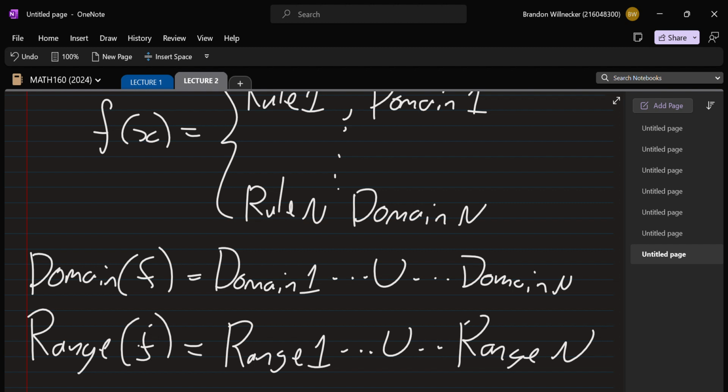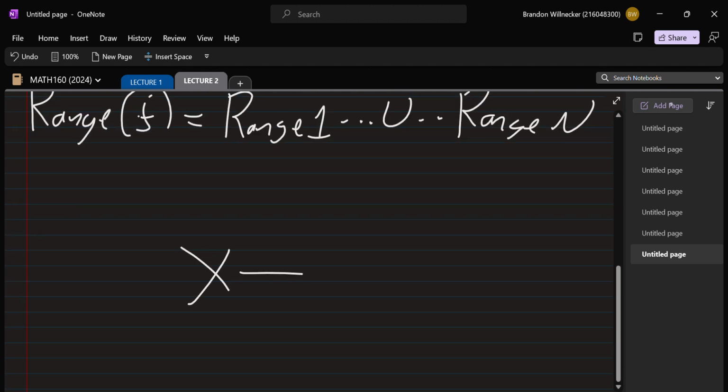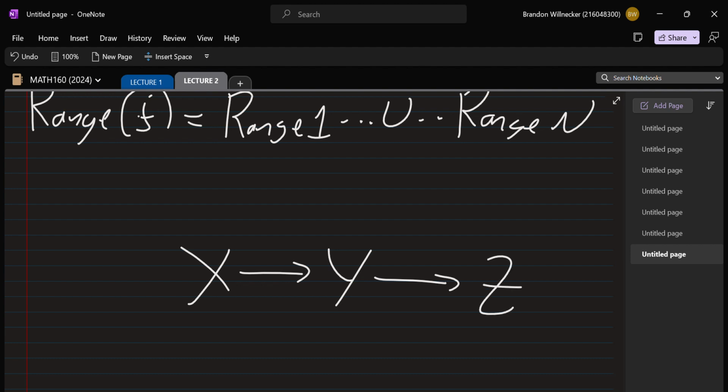So tomorrow we'll do a little bit more on functions, and then next week we will start on composition of functions. Just another little bit of warning, if you do not fully understand domain and ranges, when we get to composition of functions, you're going to be quite lost. The reason being is, with composition, we have x going to y going to z, like this. We have the domain of f, which is x. We have the target of f, which is y, which is also the domain of g.